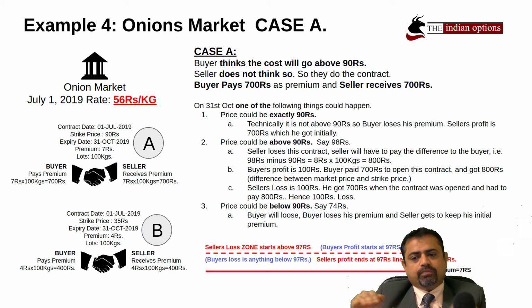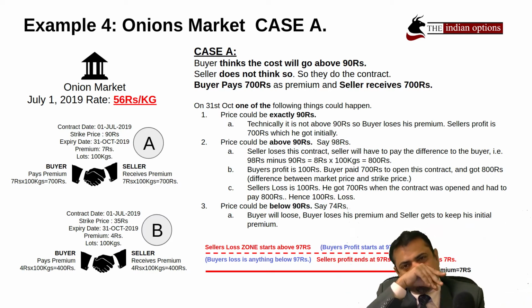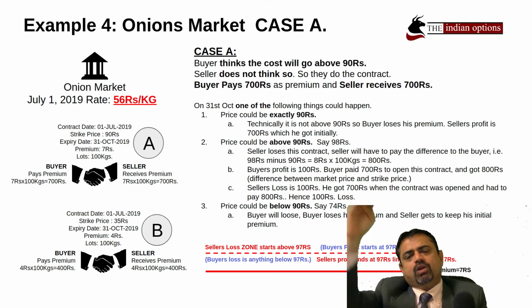Now anything below the dotted line is the buyer's loss, because he has already paid the 7 rupees as his premium, and he is not going to get that back. Once the money is gone, right? Because the price didn't reach 90 rupees. The seller's profit ends at 97. So the maximum profit that the seller can make is 7 rupees. That's what he got initially, right? But there is a big potential for the seller to make a big loss.